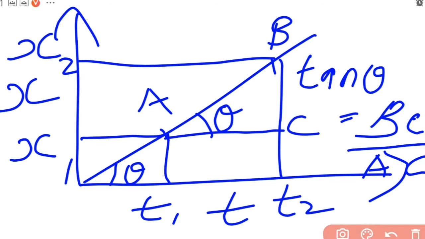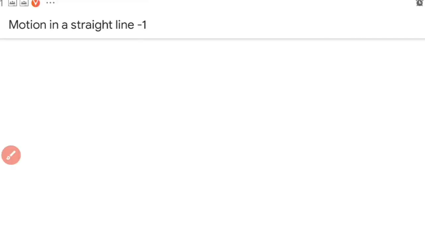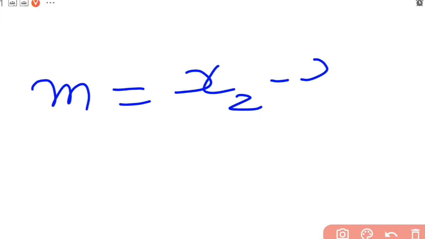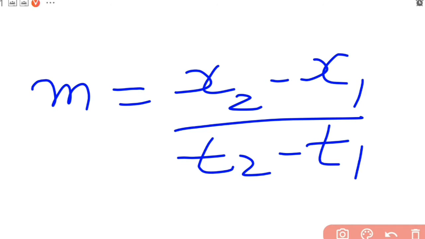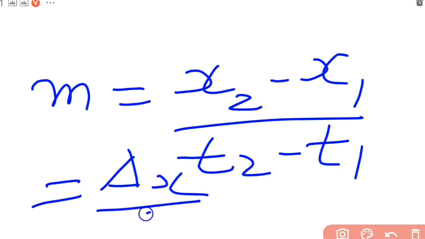Got it? So, in short, the slope m of the graph is x2 minus x1 by t2 minus t1. That is the change in the y coordinate divided by the change in the x coordinate, which we write as delta x by delta t. So this delta x by delta t is nothing but what?